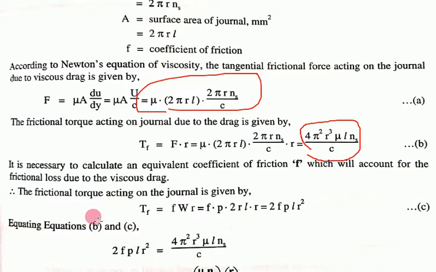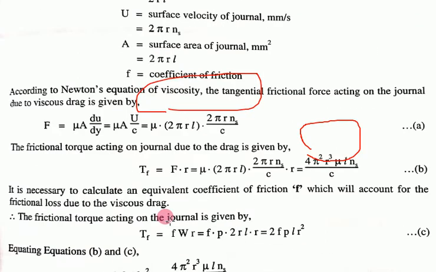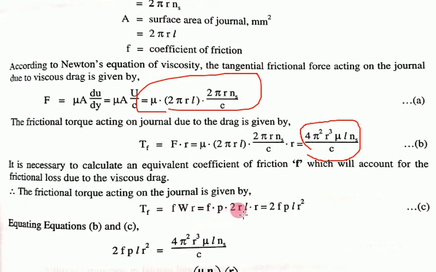Now frictional torque acting on the journal is given by Tf is equal to f W r. So f is the coefficient of friction. Frictional torque in clutch we have seen mu W r, right? So here f W r, so f p into 2rL into r, because this equation comes from here, W is equal to p into 2rL. So finally we got this equation for Tf, and this equation for frictional torque.